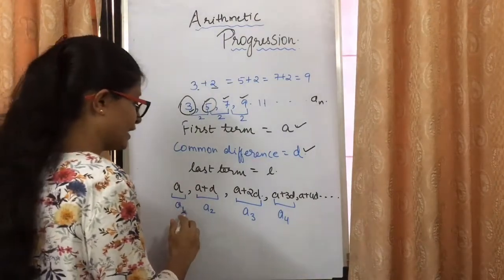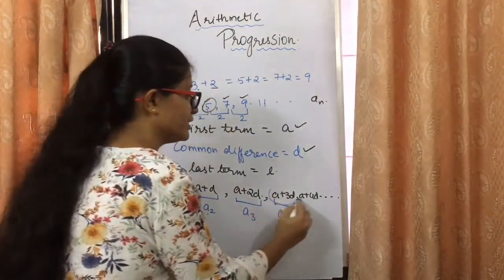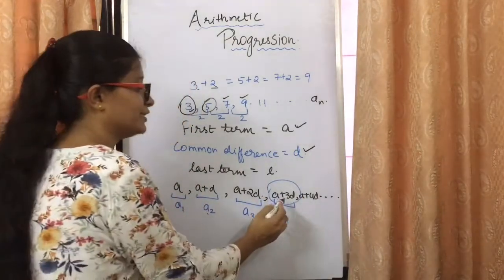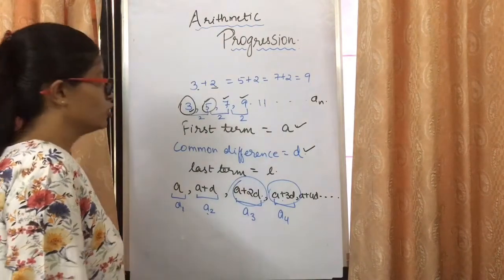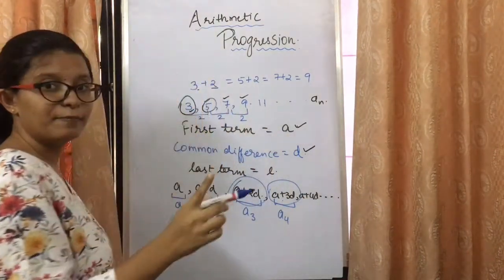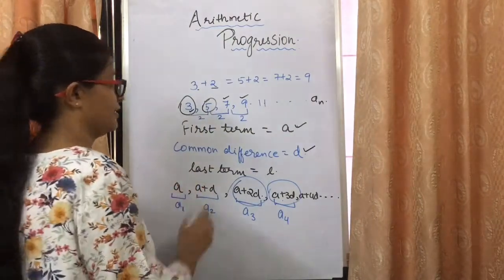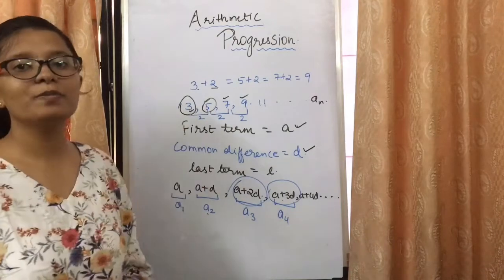And we write it as a1, a2, a3, a4. These are the number of terms. तो a4 वाला टर्म कौन सा है? अगर मेरे को फोर्थ टर्म पूछा है तो that is a plus 3d. अगर मेरे को थर्ड टर्म पूछा है, that is a plus 2d. So these are the terms which we have in the series. Each and every number is represented as a term in the series. So I hope the terminologies behind the arithmetic progression must be clear.